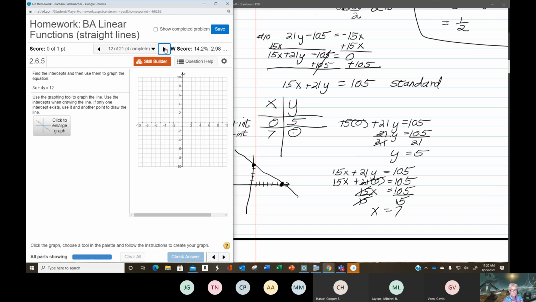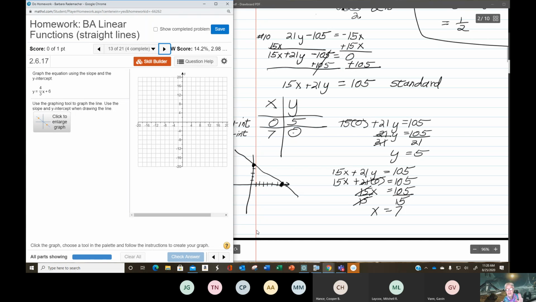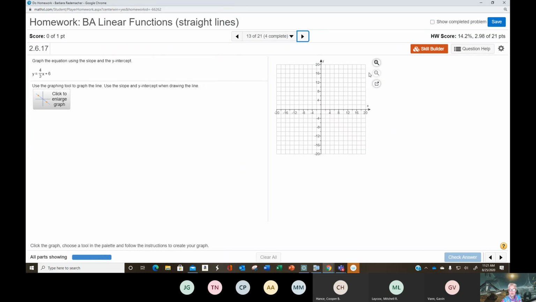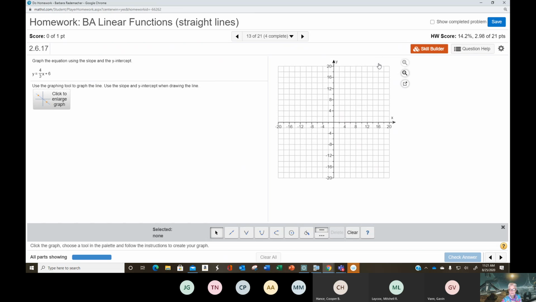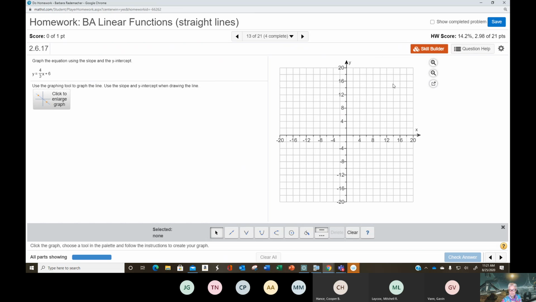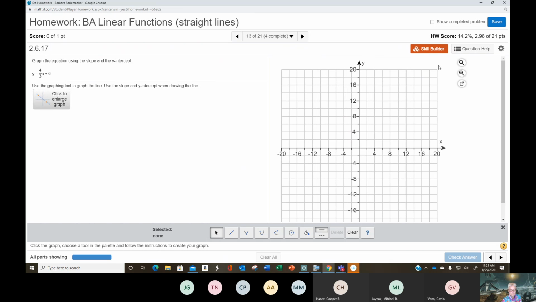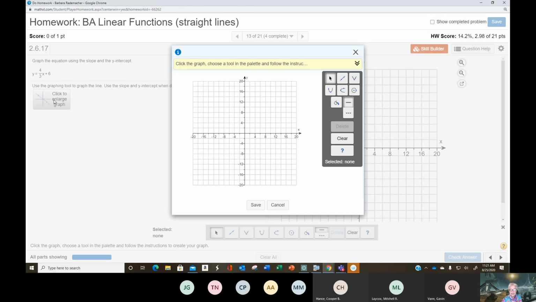And again, graph the equation using the slope-intercept form. Now, this is one of the fun things in math, okay? It's a real quick method for graphing a line. Here we go. Well, that won't help, will it? Because I'm going to click here. Yeah, all right.